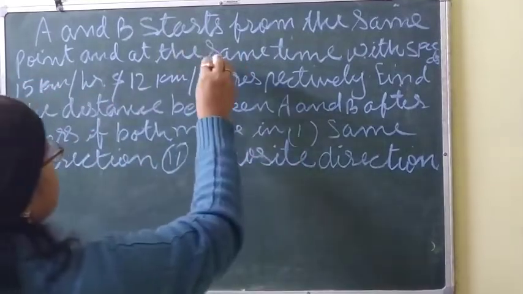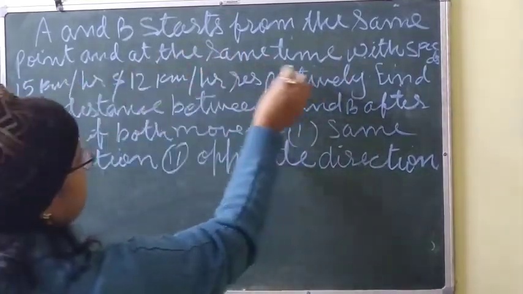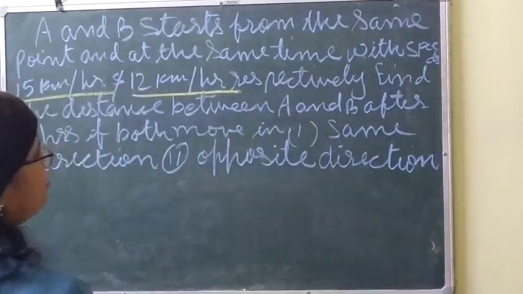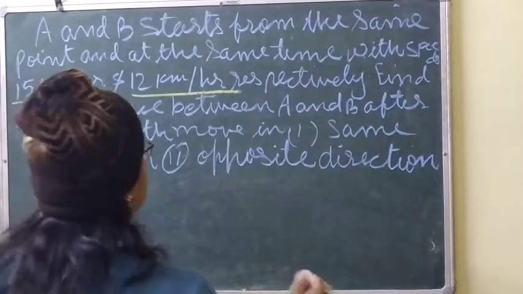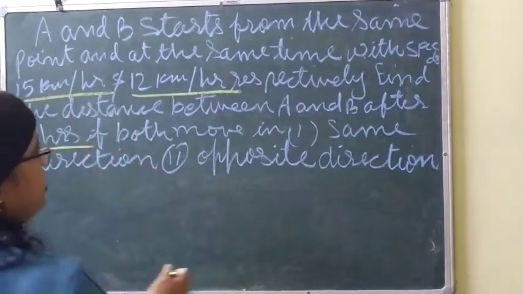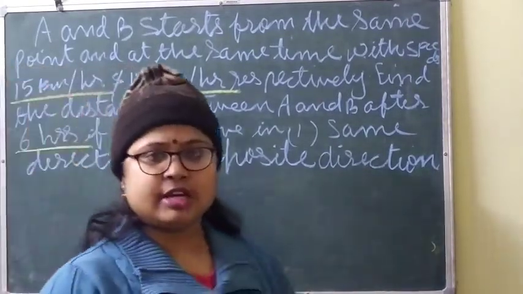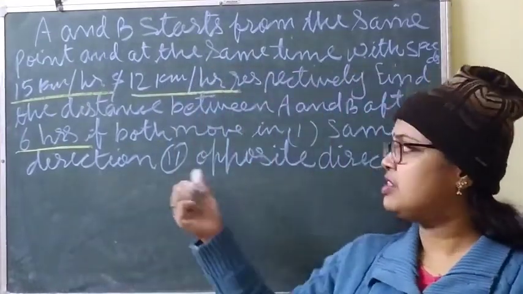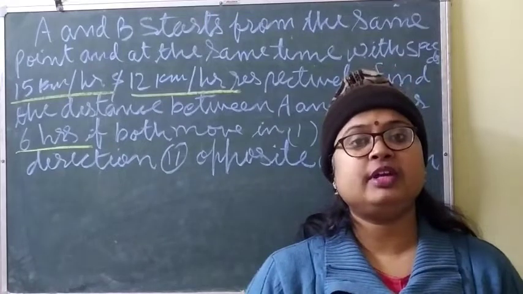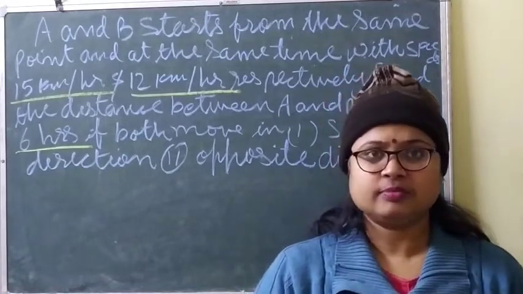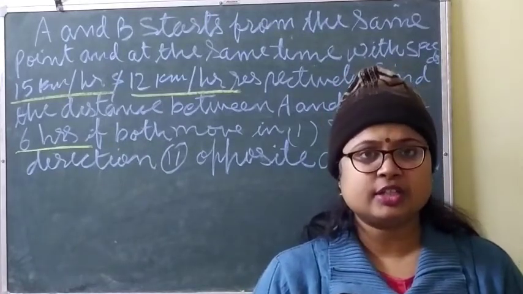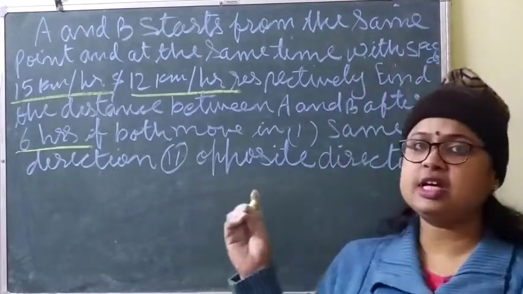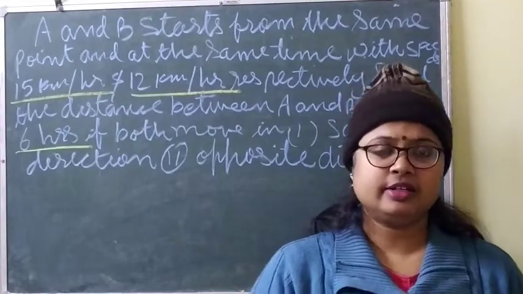A and B start from the same point at the same time with speeds of 15 km/h and 12 km/h respectively. Find the distance between A and B after 6 hours if both are moving in the same direction. Always remember, in this type of question, when it is given same direction, then we subtract the speed. Clear? When it is given same direction, then what we do? We subtract the speed. And when it is given opposite direction, we will add the speed.